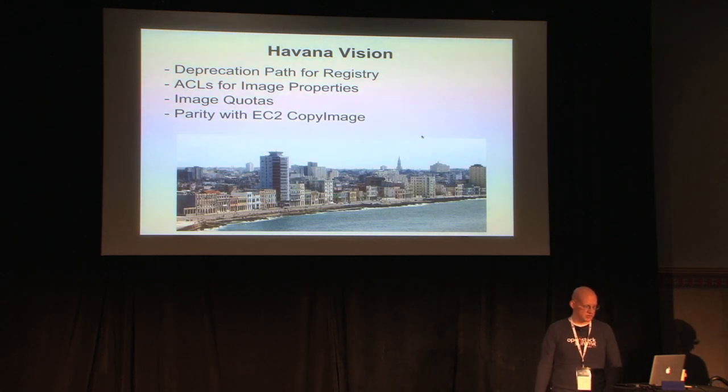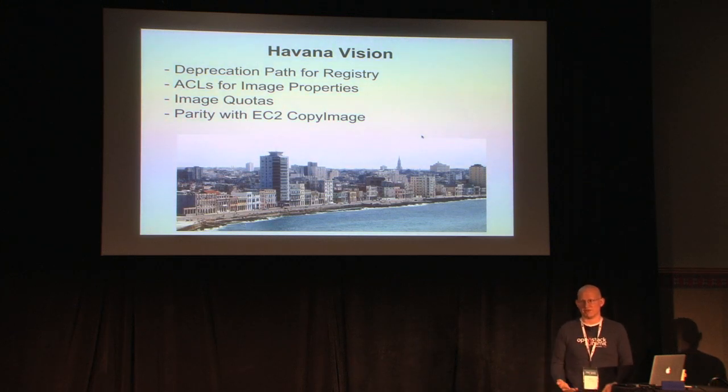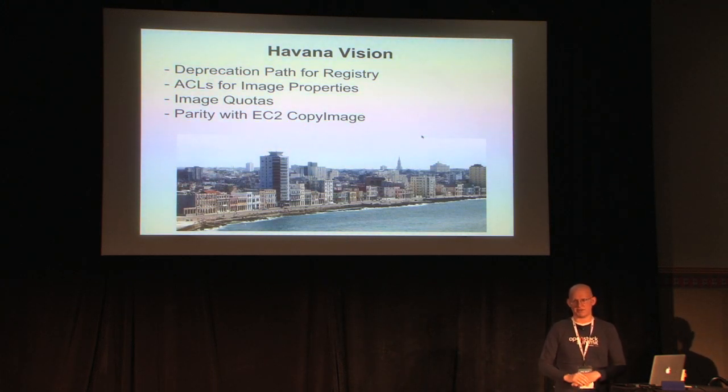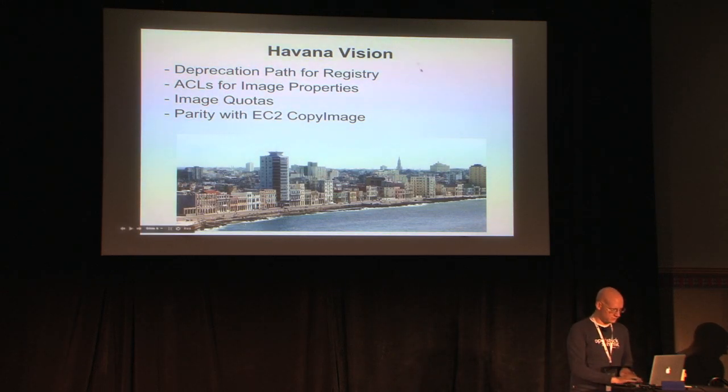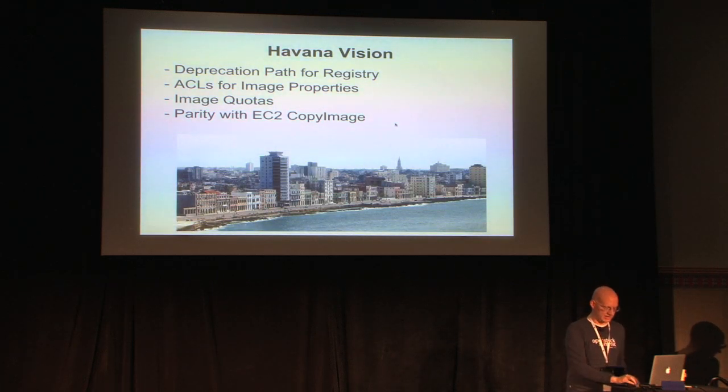We've been looking at ACLs for image properties. This is something that we were looking at in Grizzly but didn't get around to. The idea is to have certain properties that a deployer says a user can't change, or maybe a user can't even see those properties. So it's helpful for some sort of secret accounting through metadata. There's been a lot of talk about quotas. There's some more sessions about quotas in general coming today, so we'll see how that pans out. And as I mentioned, the copy image functionality, we're looking at that. I think we're pretty much ready to move ahead with that.